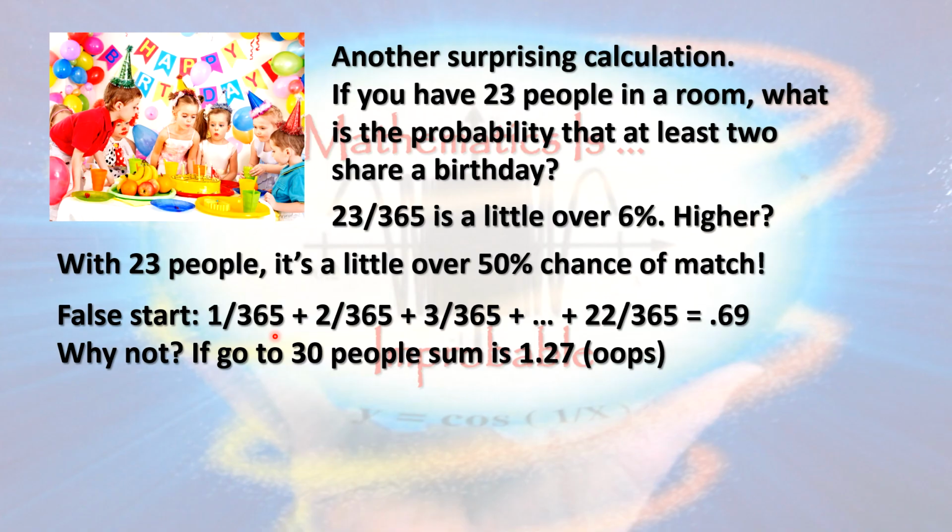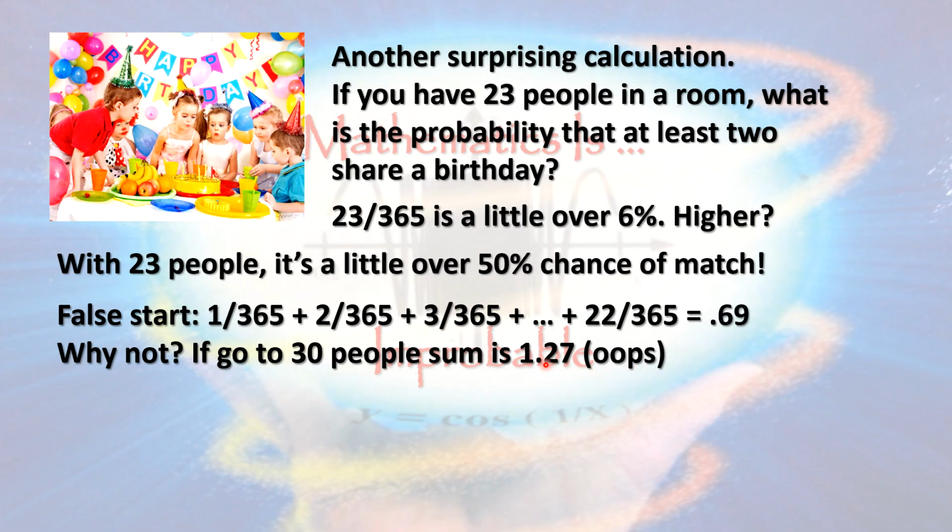Now put in person 3. If the first 2 birthdays are different, then there's a 2 out of 365 chance of matching a birthday. Continuing, you could hope that the probabilities will simply add up. 1 over 365 plus 2 over 365 plus 3 over 365, and so on. If you stop at 22 over 365 for 23 people, the sum is a little over 0.69, which is surprisingly large, but not alarming. However, if you continue to 30 over 365 for 31 people, the sum is 1.27, and there's definitely not a 127% chance of 31 people having a matching birthday.